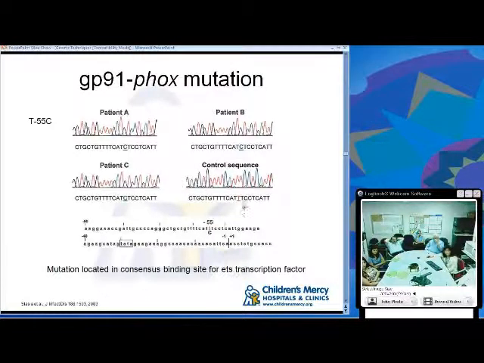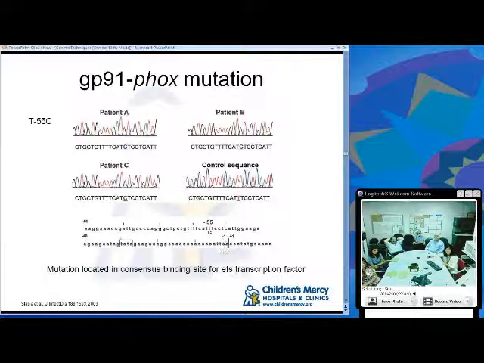And so here's the control sequence, and here's where position 55 is, where the normal person would have a T. These 3 patients have a C at position 55 instead of the T. And just so that you can get an idea what that means, here's position 55. So this is in the promoter region of the P91.